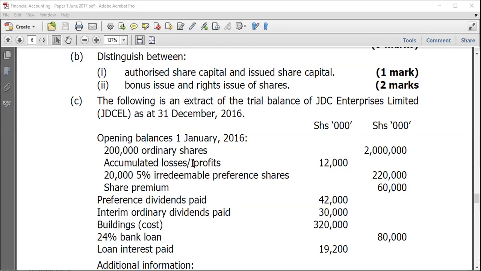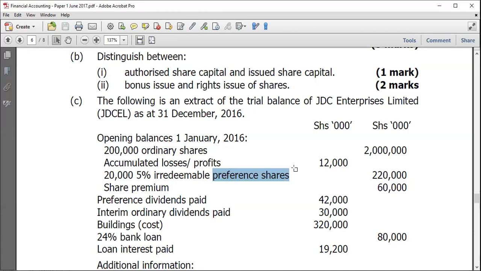So what I want to stress here is when it comes to shares, we have what we call ordinary shares, and then we have what we call preference shares. Let me just start from there. Now, what are ordinary shares and what is preference shares?